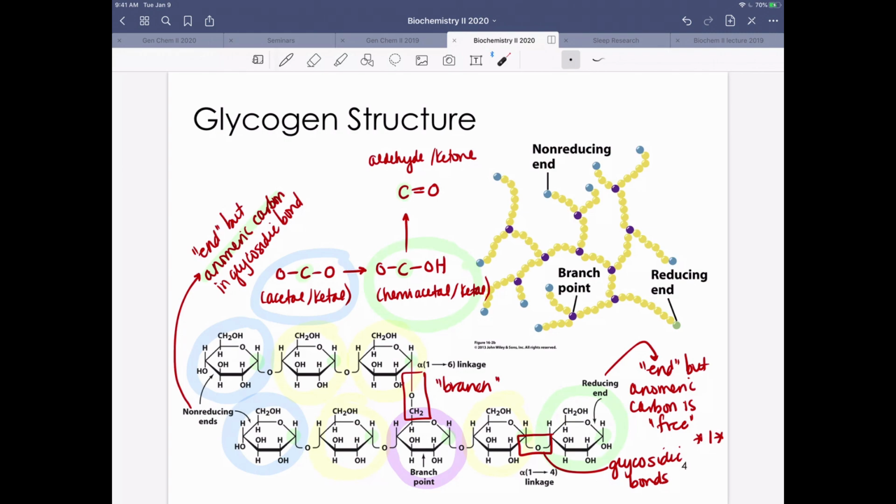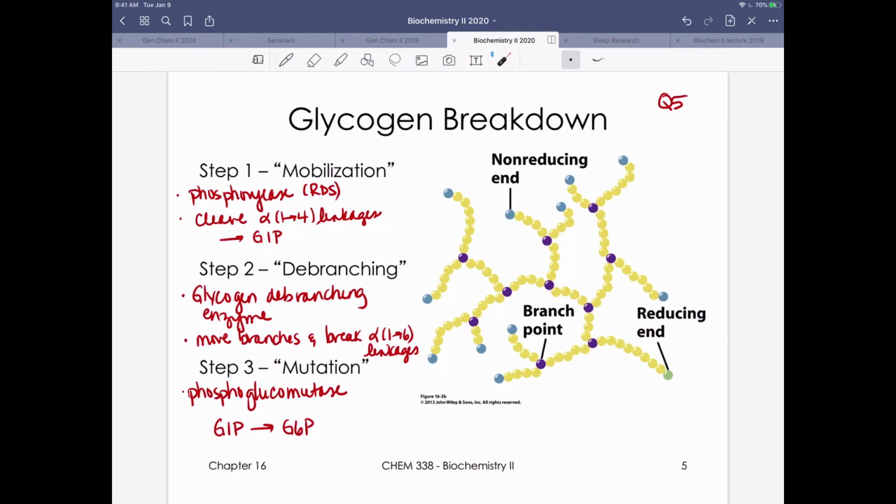All right, so that was a lot on structure. Let's move on and then talk about how we actually would break down this structure in order to get at the glucose that's there. So both glycogen breakdown and glycogen synthesis we're going to talk about as occurring in 3 steps. So I had you guys think about specific names to help you remember these different steps. So we have a name for the step, the enzyme, and then a brief description of what it does. So we're just going to run through this quickly.